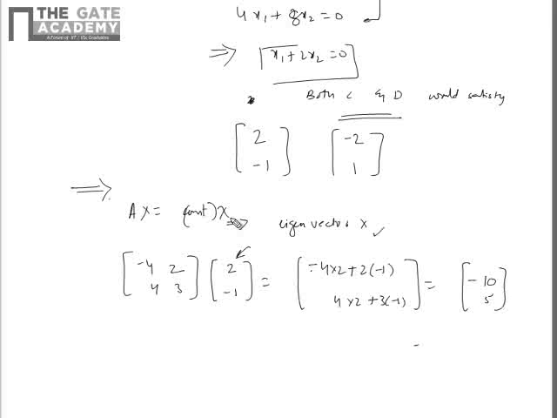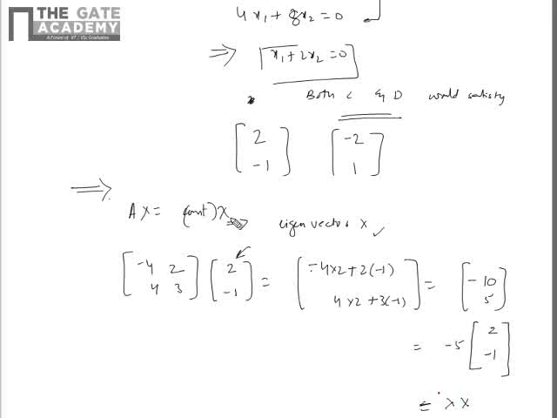Now if I take minus 5 comma, it will be 2 comma minus 1. So from this we got back the same vector, right? So this I can write as lambda times x.